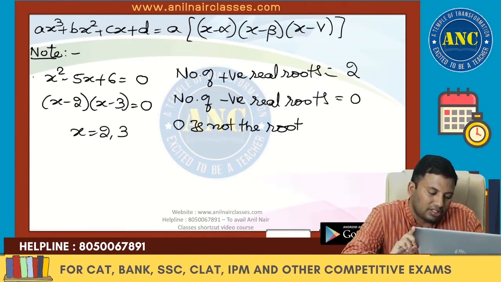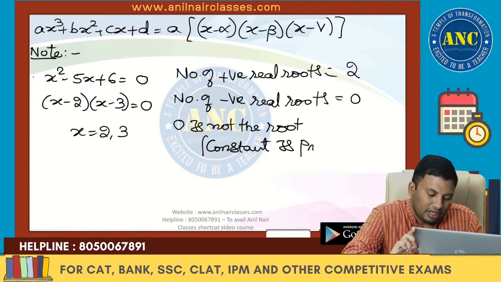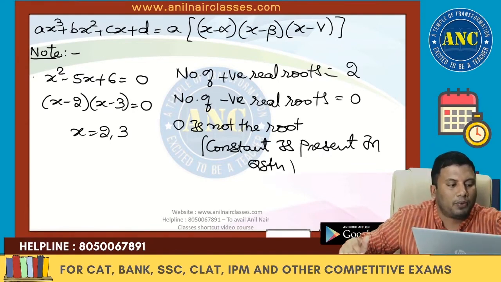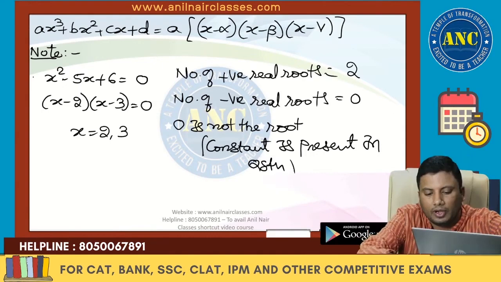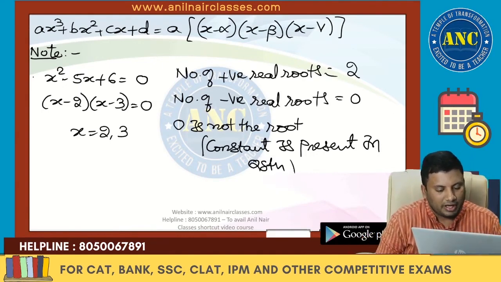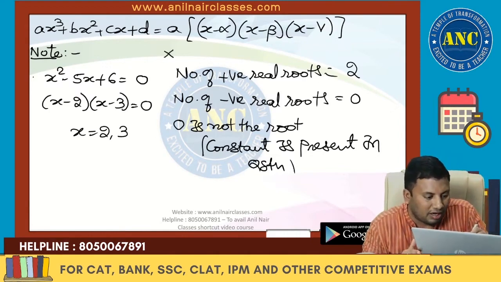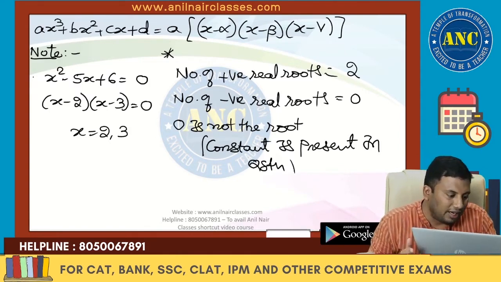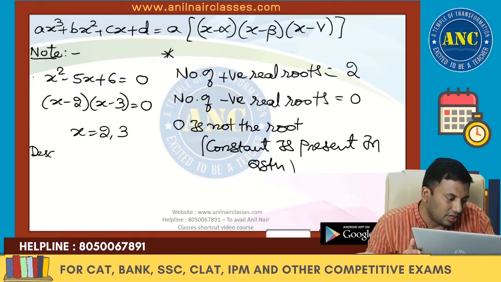Why is 0 not a root? If a constant is present in the question, then 0 cannot be the root. What is important to me is how to find the number of positive real roots and how to find the number of negative real roots.